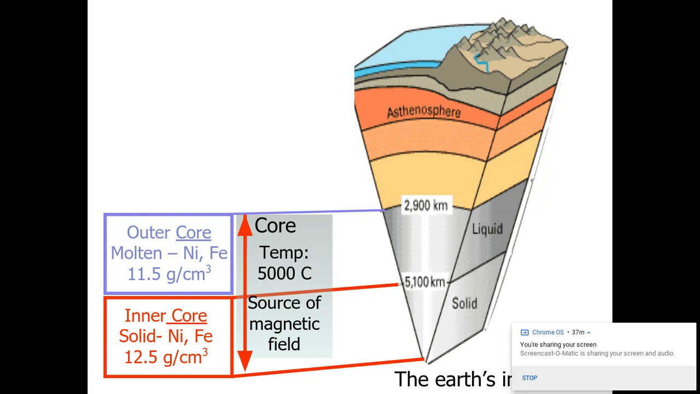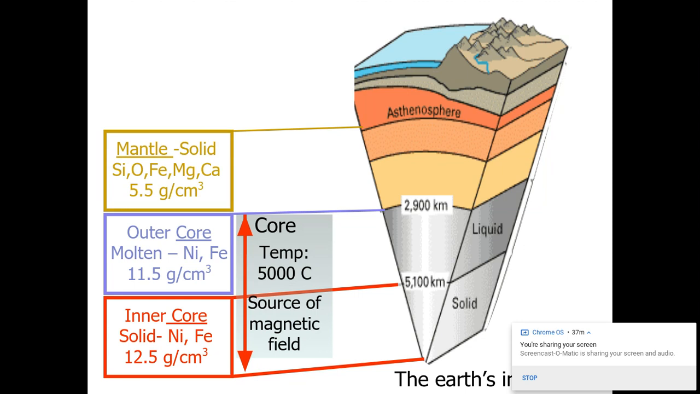So now let's go above the core and take a big portion of the interior parts of the Earth, and we're going to call this the mantle. The mantle is considered solid, and let's go through the elements making up the mantle. Si is silica, O is oxygen, there's Fe for iron, Mg magnesium, Ca is calcium, and the mantle is typically composed of combinations of these types of elements. And if we look at the density, it has now become about 5.5 grams per cubic centimeter.